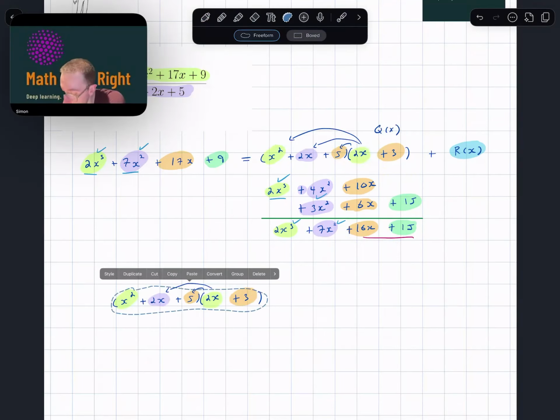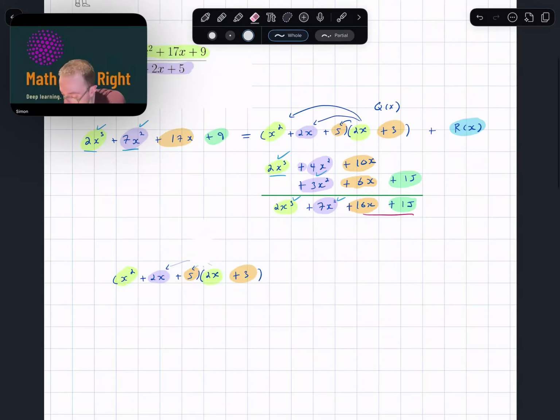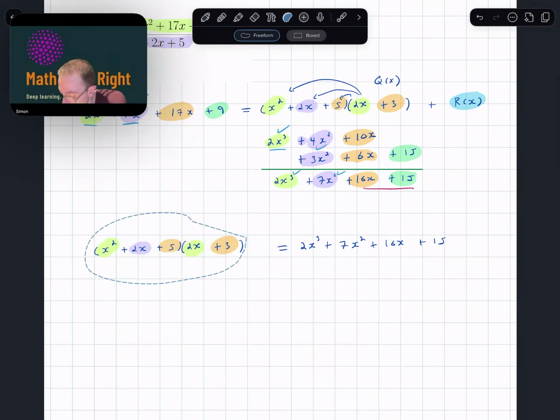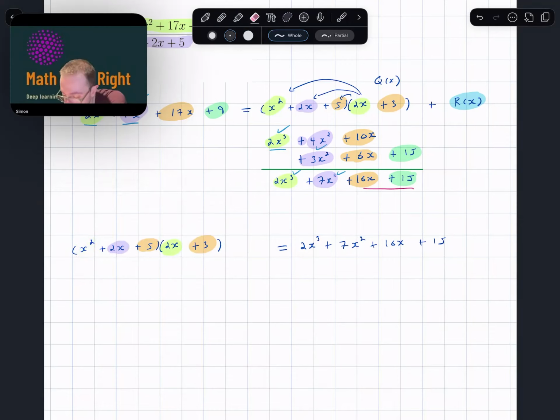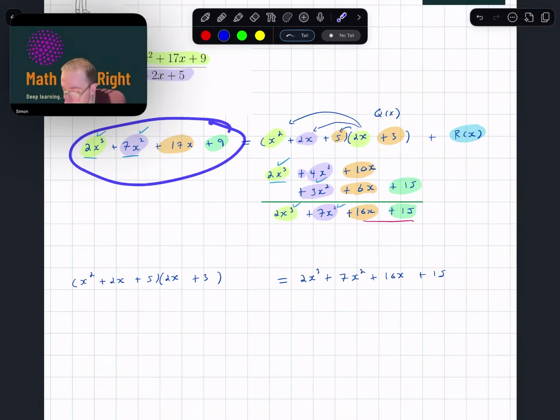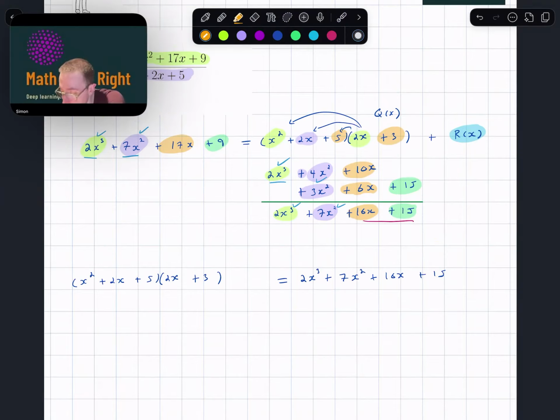What this is saying, by the way, is that so far, the result of multiplying the divisor, which we were given, by the quotient, which we have been constructing here, is 2x cubed plus 7x squared plus 16x plus 15. That's what we get if we multiply these things out. That's not what we want it to be, though, right? We want it to be equal to 2x cubed plus 7x squared plus 17x plus 9.